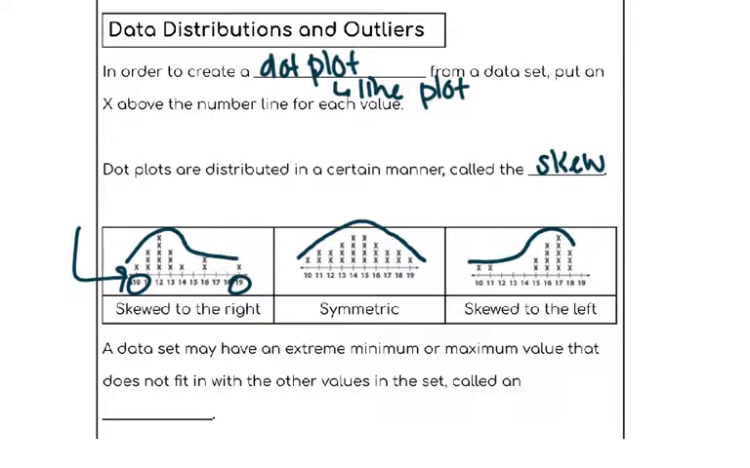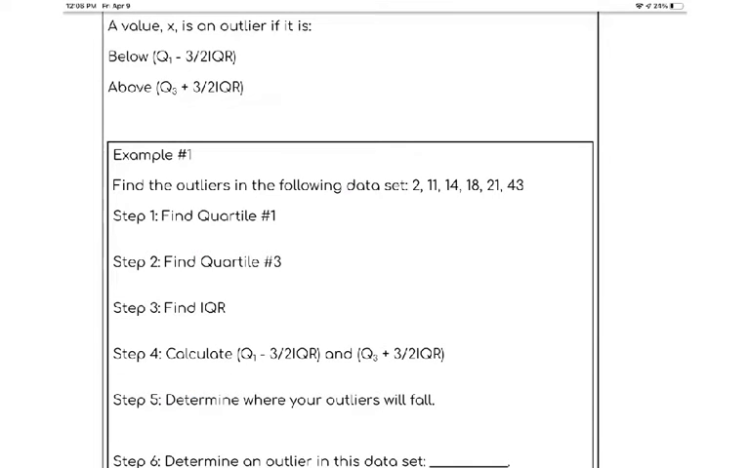Now, it also may have an extreme minimum or maximum that doesn't fit within the box with the other values in that set. We like to call that out of the box, or called an outlier. And there's a way that you can actually determine if an outlier is a part of that set by saying that the value x is an outlier if it's below this number or above this number.